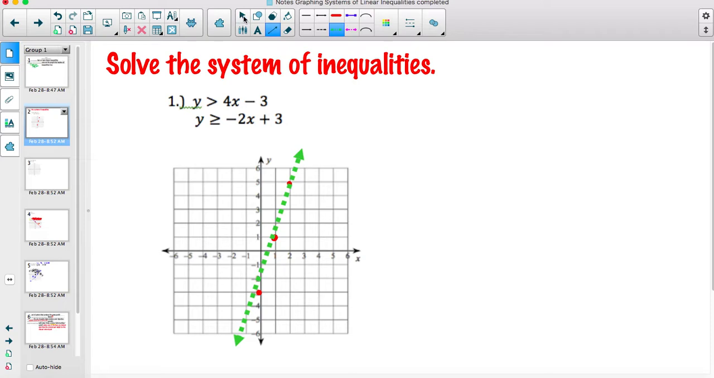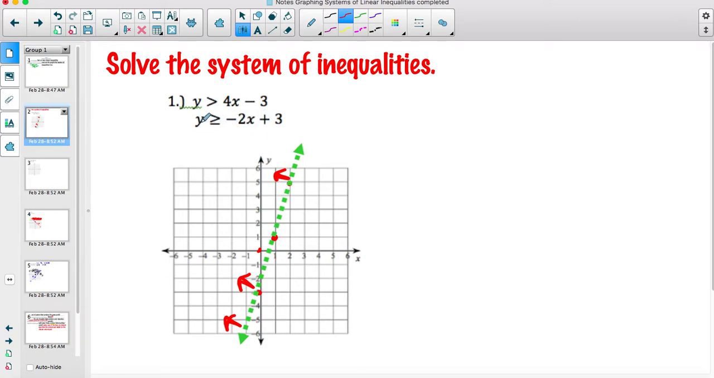Now, this is a system, and so before we actually shade, we're going to use the arrow method that we've referenced in class. So this says y is greater than. If I plug in 0, 0, I'm asking myself, is 0 greater than negative 3? And it is, so 0, 0 is true. I would shade this side of the line where I'm drawing the arrows.